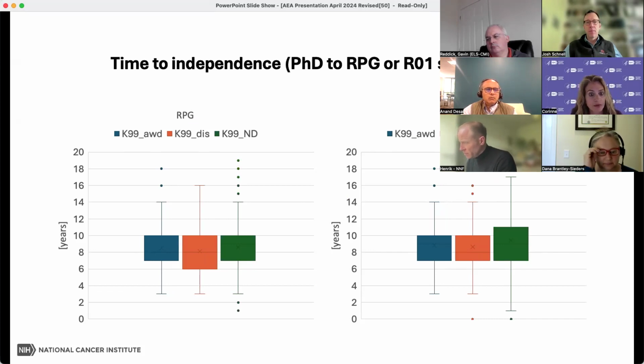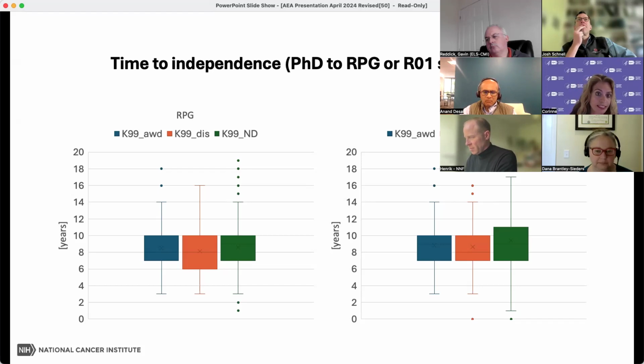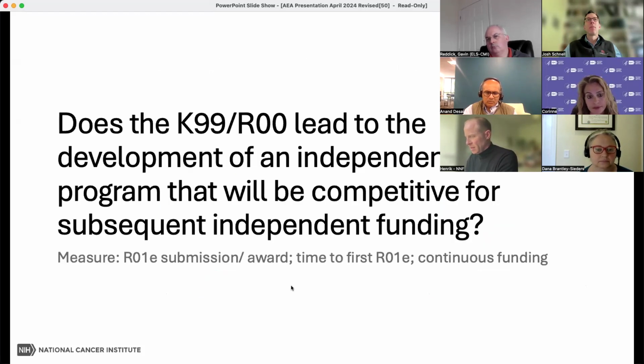We did this same time to independence study with the other two control groups, the K99 discussed and the K99 not discussed. And you see a similar time for K99 and K99 discussed, but you see a slightly longer time to independence for the K99 not discussed groups for both RPG and for the R01 equivalents. Next slide, please.